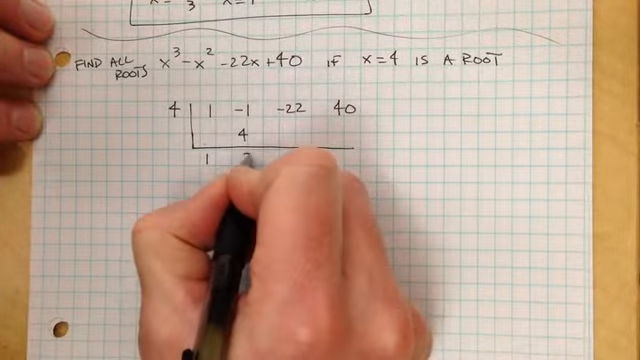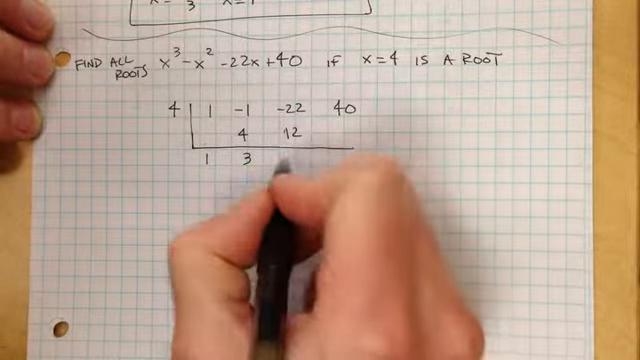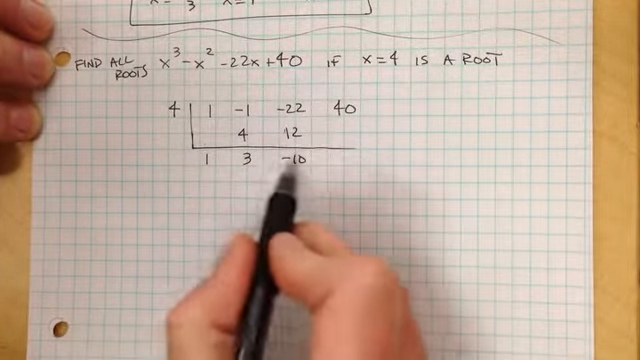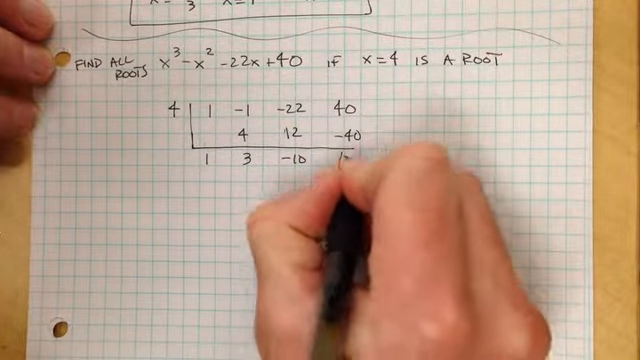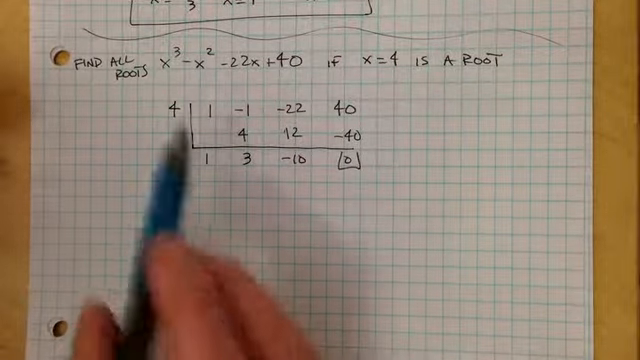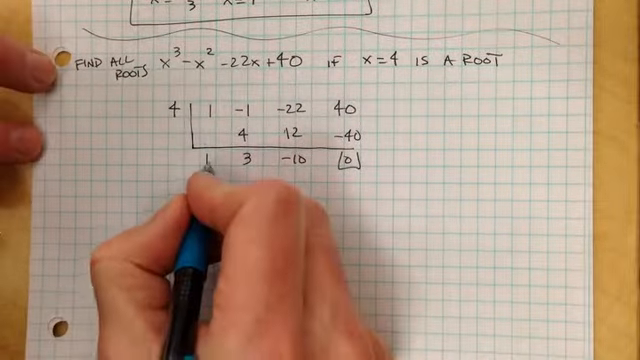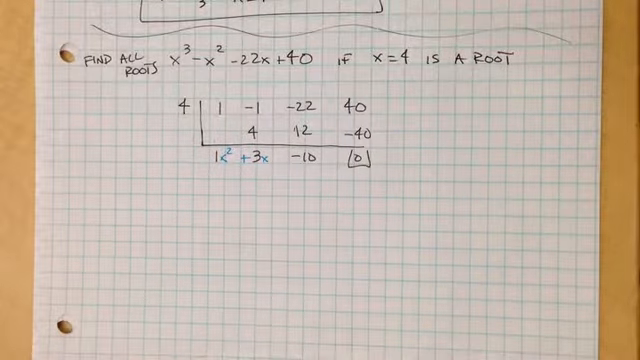Add down, multiply. Add down, multiply. Add down, remainder of 0, it is a root, we have now shown that, so take my third degree and drop it down a degree, x squared, positive 3x, -10.